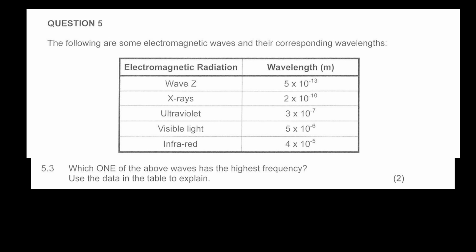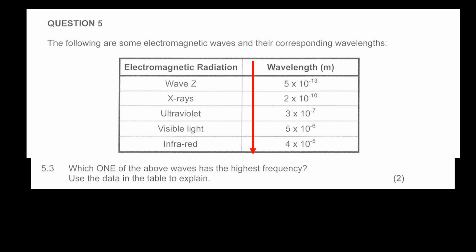Which one of the above waves has the highest frequency? Use the data in the table to explain. That is question 5.3. The wavelength shows a pattern or a trend. It is increasing as we move from wave Z to infrared. Wave Z has the shortest wavelength of all electromagnetic waves shown in this table. The wavelength is 5 multiplied by 10 raised to the power of minus 13.